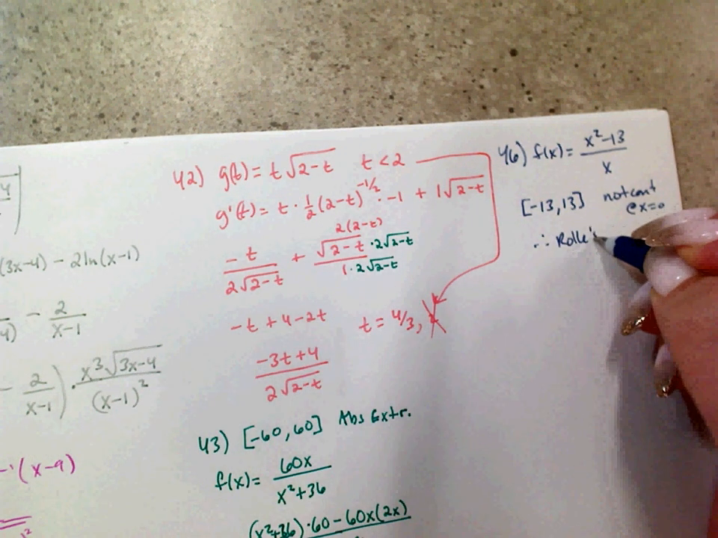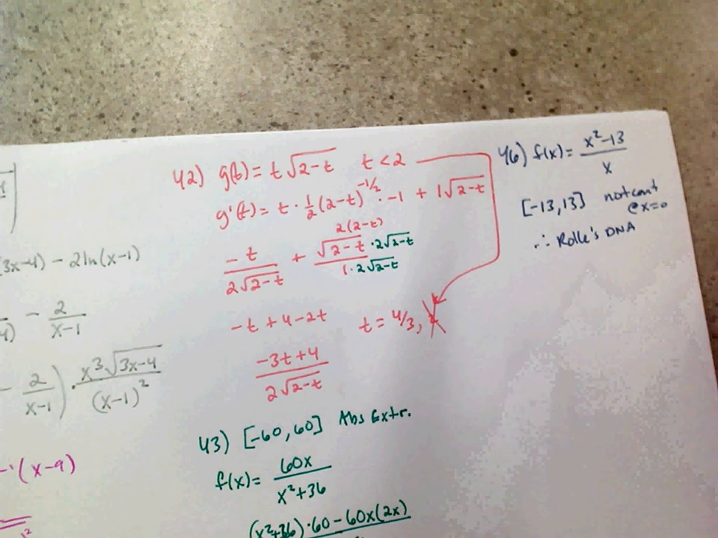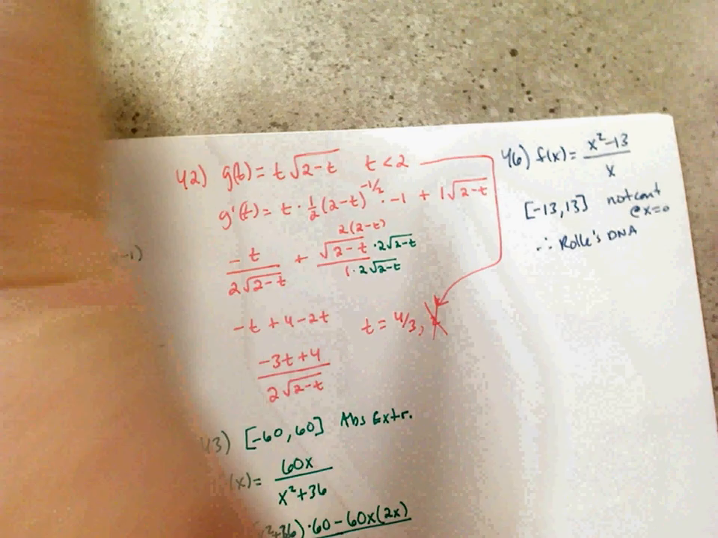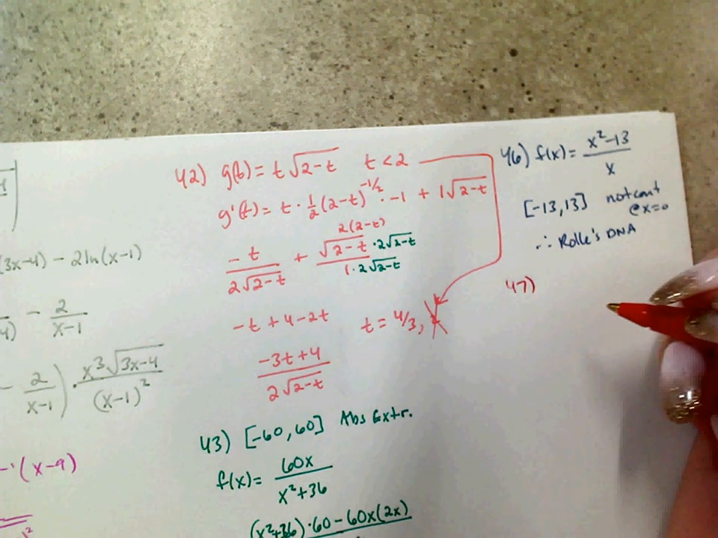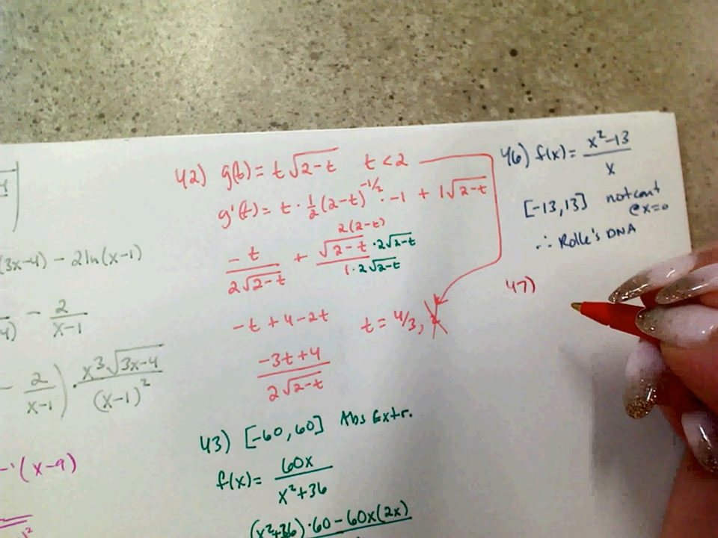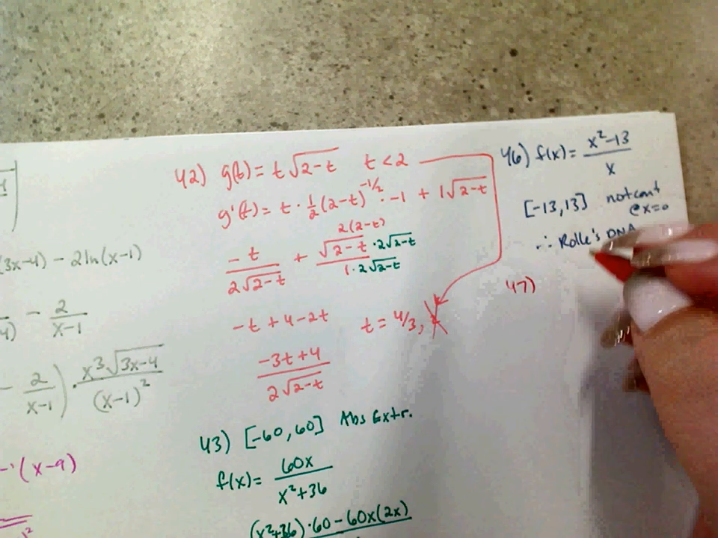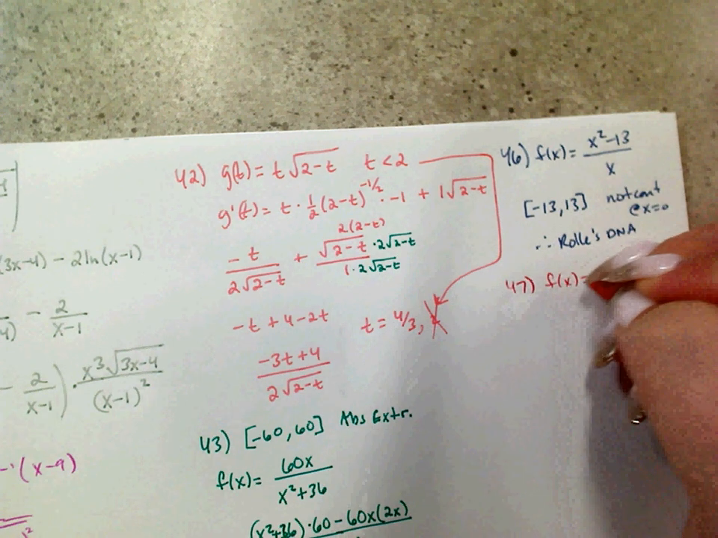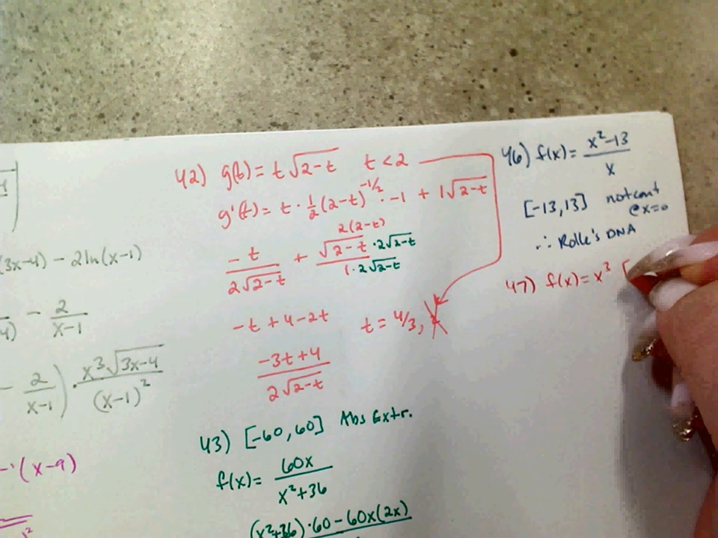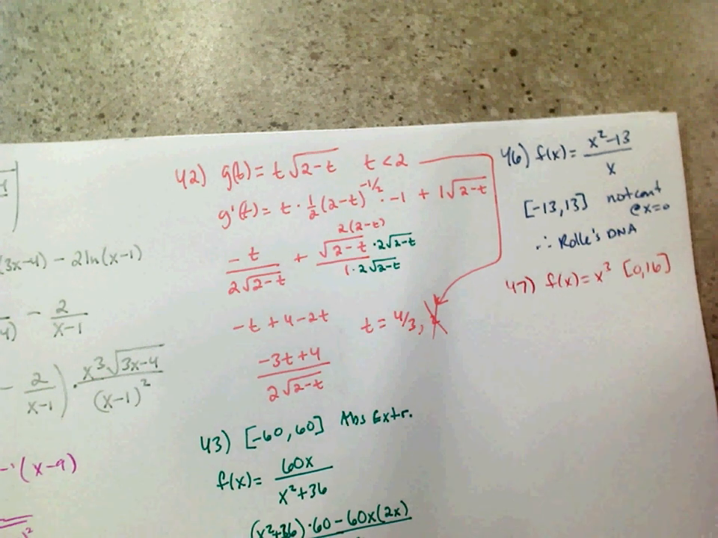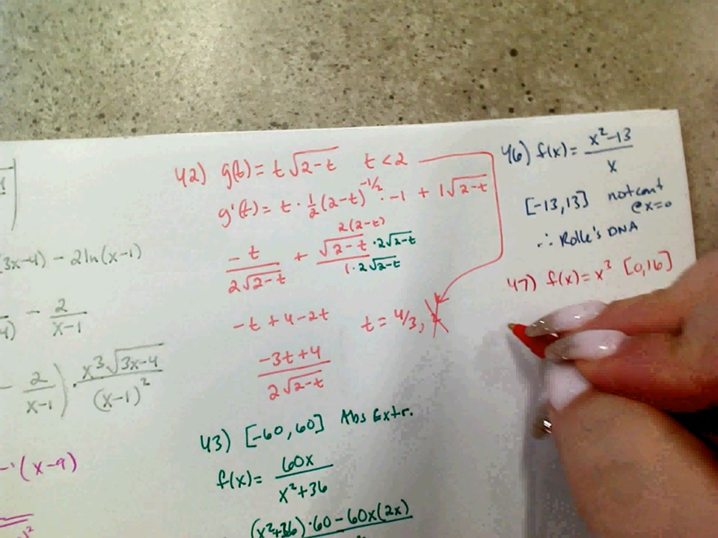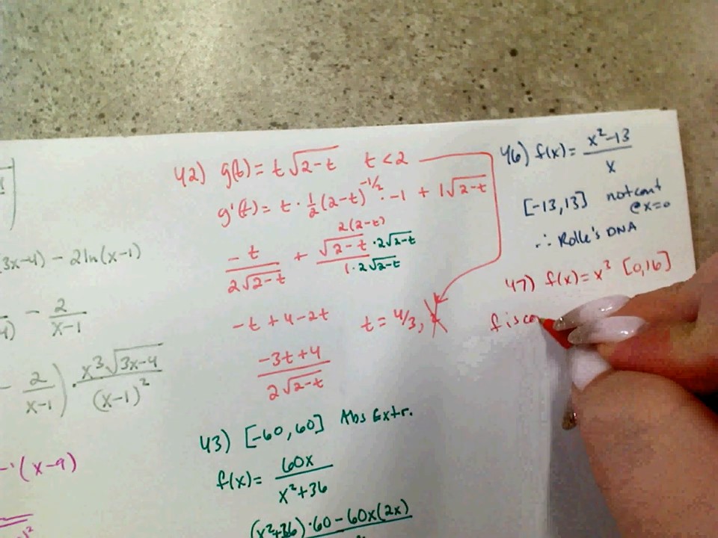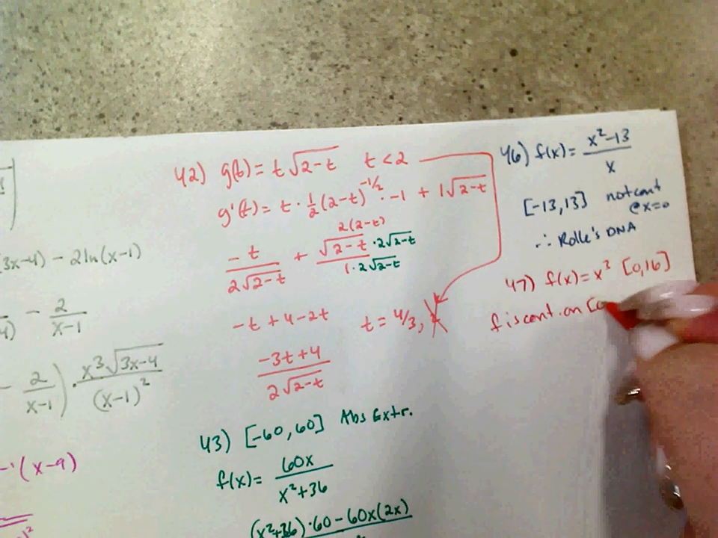Alright, 47. 47 says determine whether the mean value theorem can be applied for f of x equals x cubed on the interval from 0 to 16. And if it does apply, then work it. So here's what I know. This is a polynomial. That means f is continuous on the closed and differentiable on the open. So therefore it will work.